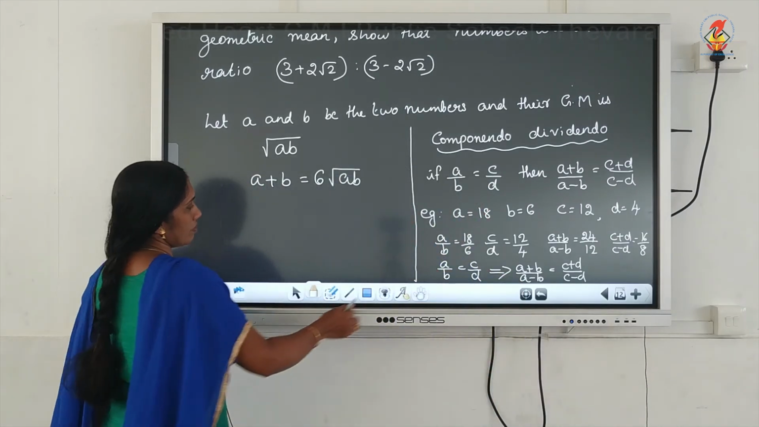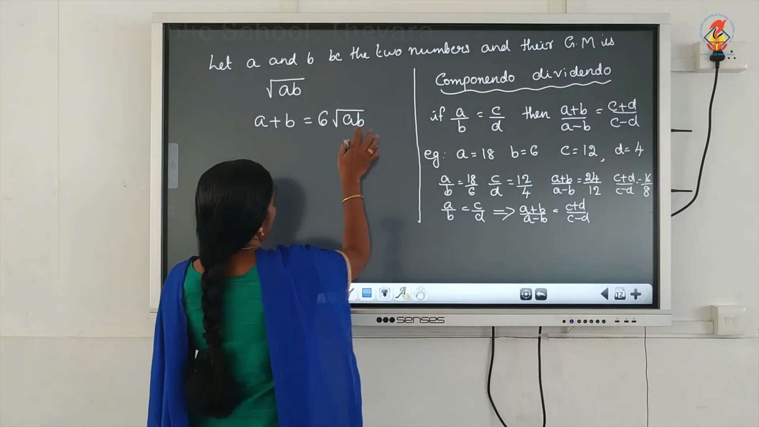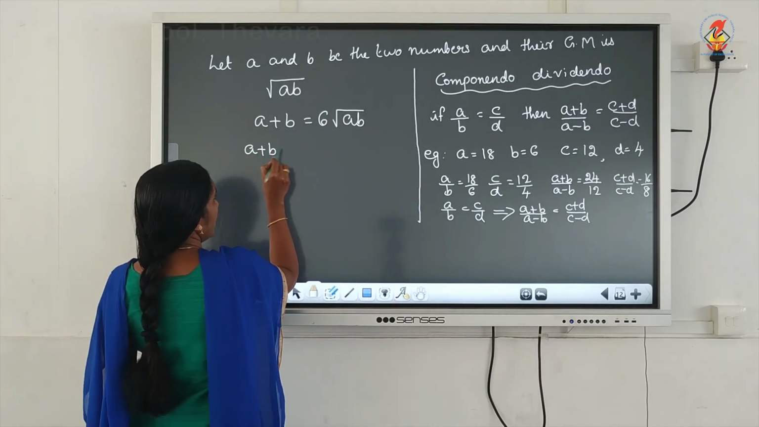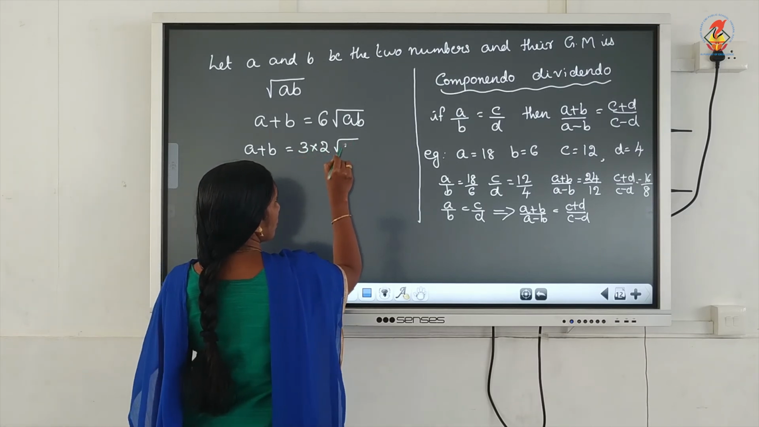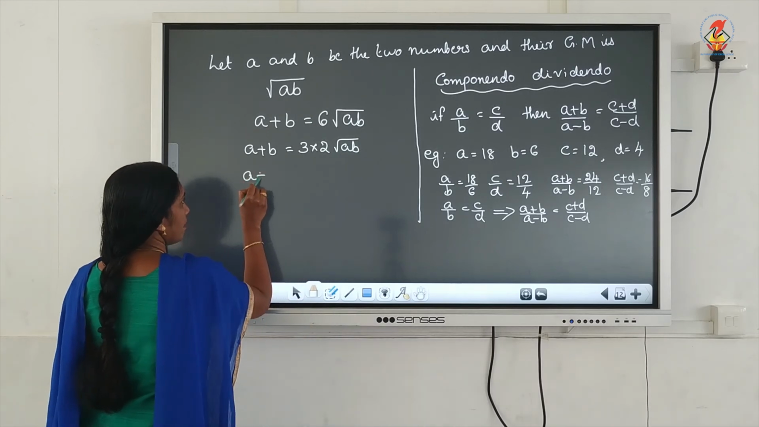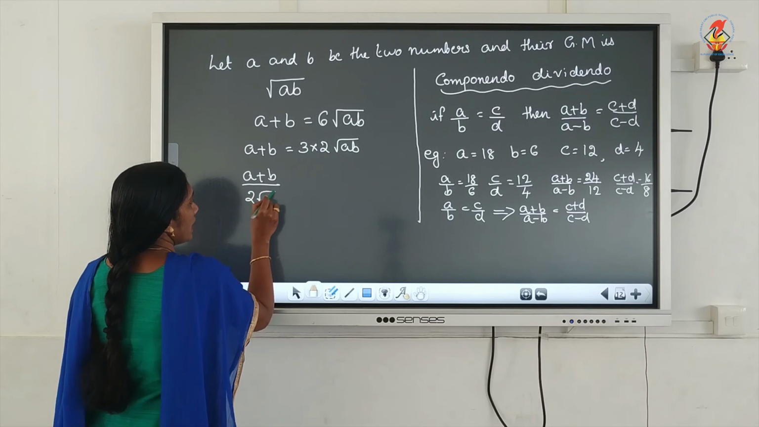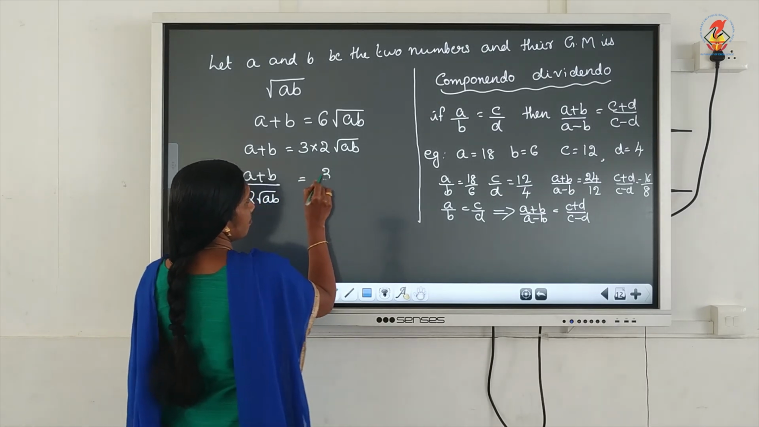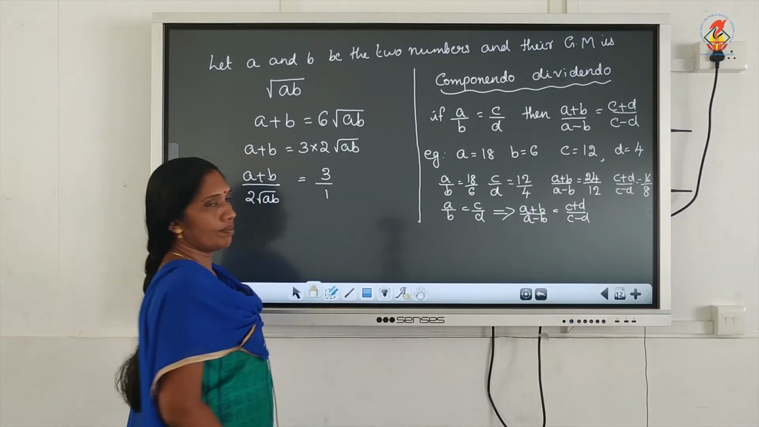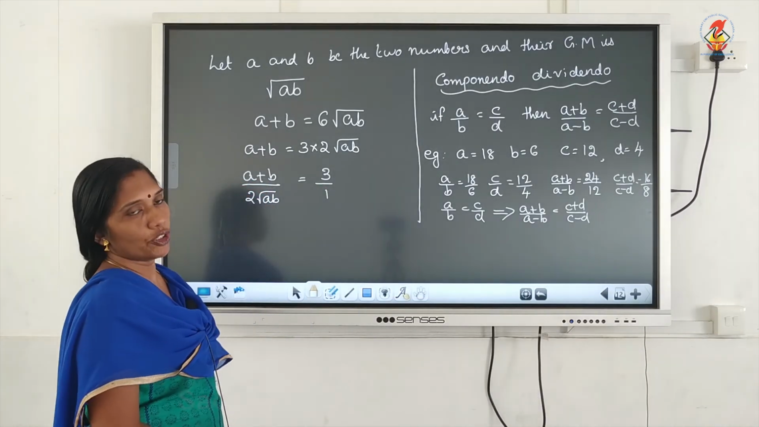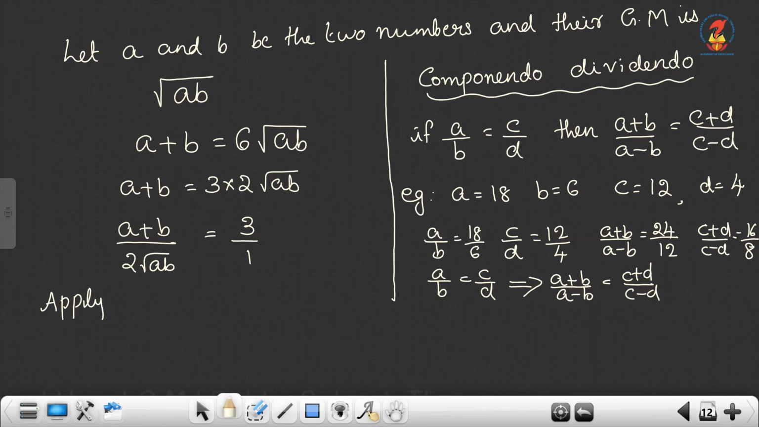So here, for applying componendo dividendo, we first have to split this. So in a plus b, we can split 6 as 3 into 2. Then in the next step, it's a very important question. Next we take 2 root ab to the denominator, and here 3 is only in the numerator, or we can write the denominator as 1. Then next we have to apply componendo dividendo. So now applying componendo dividendo.